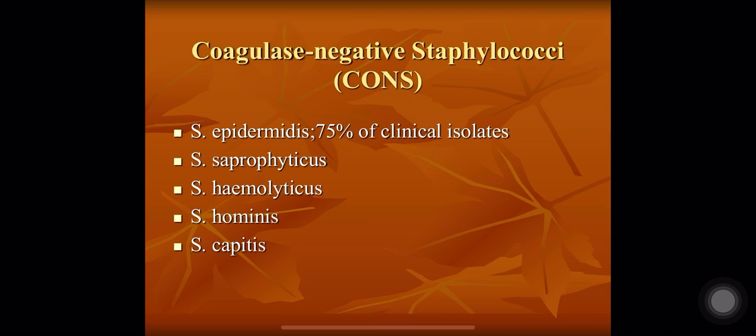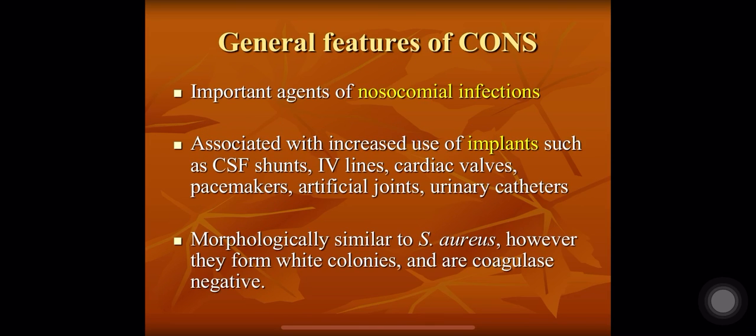Various coagulase negative staphylococci are there, like Staph saprophyticus, epidermidis, etc. General features of coagulase negative staph include that they are important agents of nosocomial infections, and they have been associated with infection of implants such as CSF shunts, IV lines, cardiac valves, urinary catheters, artificial joints, etc. The morphology is similar to Staph aureus, however, they form white colonies or do not form any colored colonies, and they are coagulase negative.